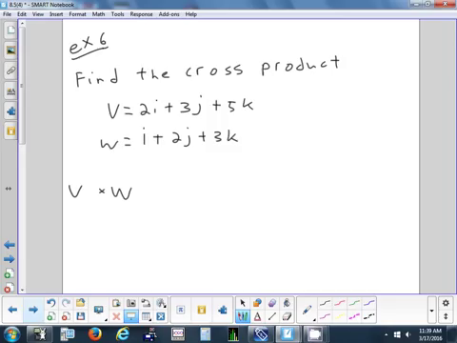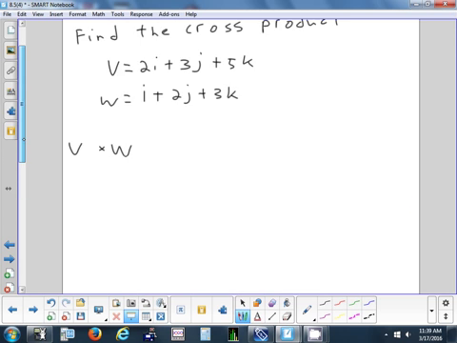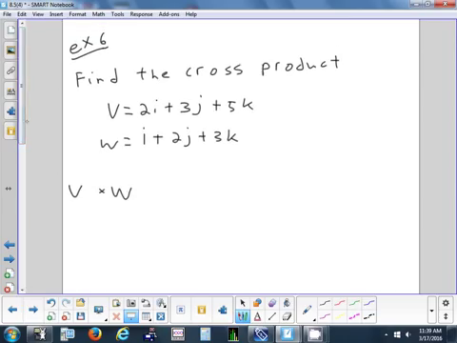All right, so let's find the cross product between these two vectors. First I'm going to do v cross w. After, I'm going to do w cross v. All right, what goes in the first row? i, j, k. And then in the second row? 2, 3, 5. 1, 2, 3. Okay. Then what do I do after I've created my 3 by 3 matrix?